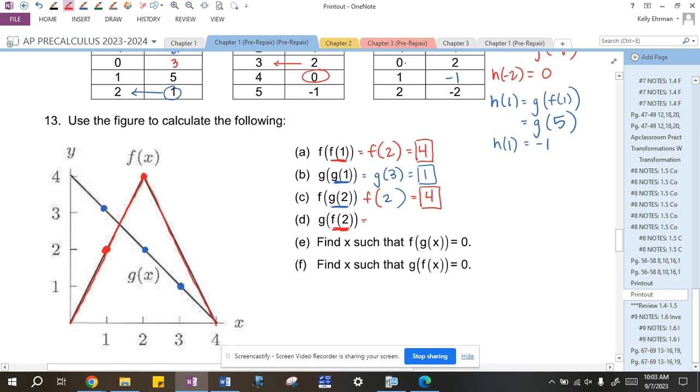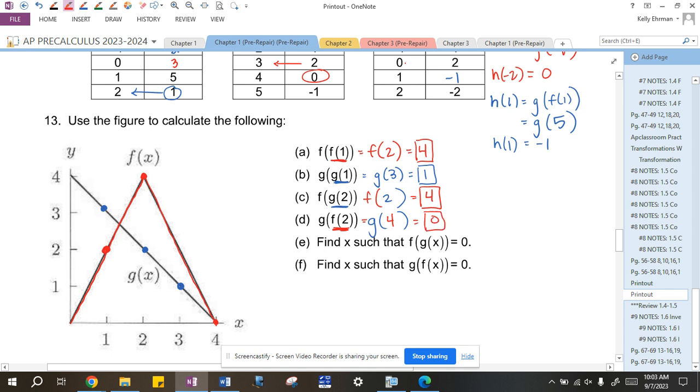Start on f this time so that we get g of something. Input 2. Where do you land on f? You land at 4. Input 4. Where do you land on g? You land at 0.